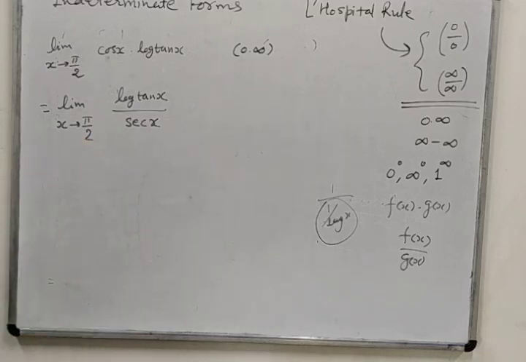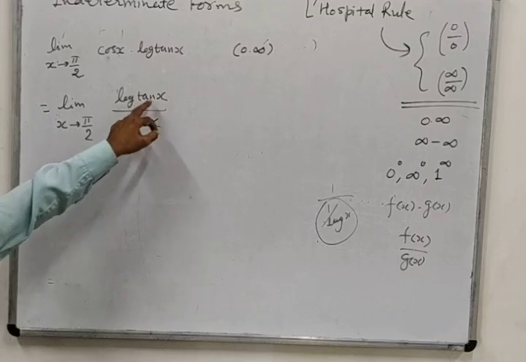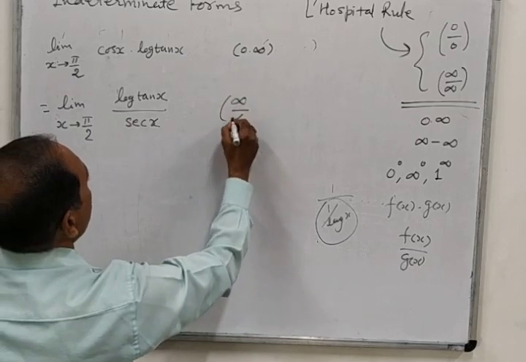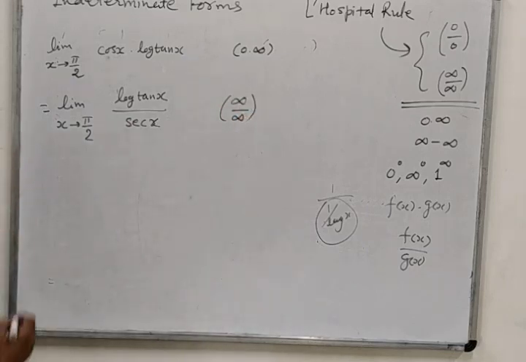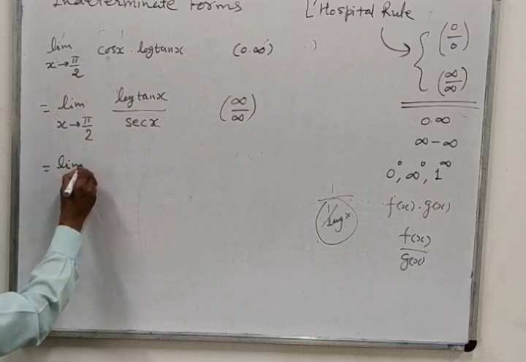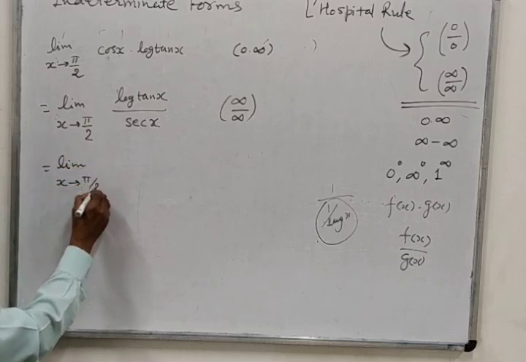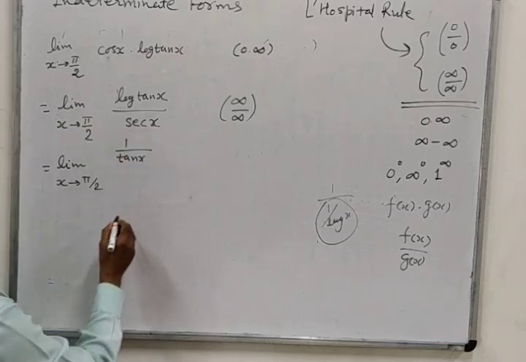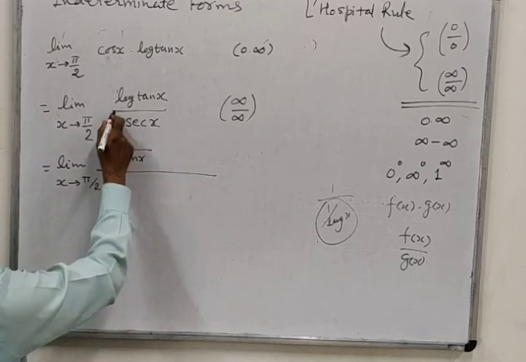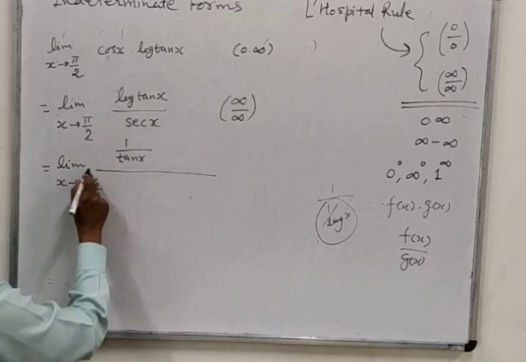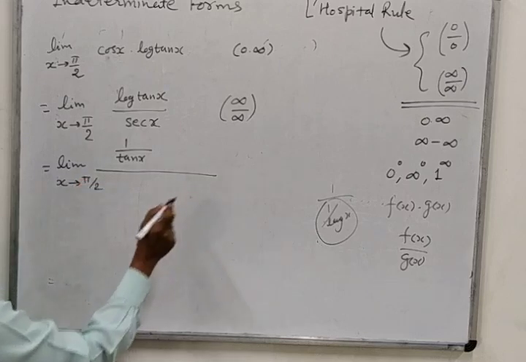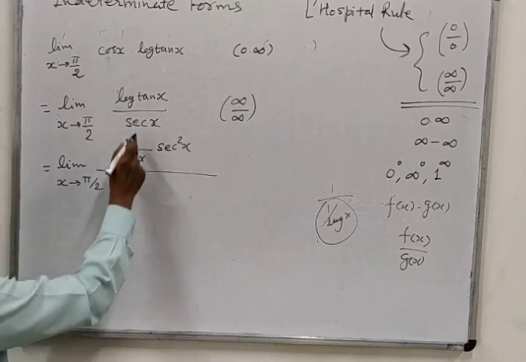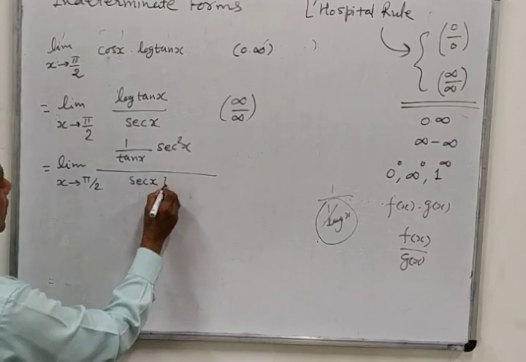Now we will check the form. Tan pi by 2 is infinity, log infinity is infinity, sec pi by 2 is also infinity. So it is in the form of infinity upon infinity. Now we can apply L'Hopital rule. As per L'Hopital rule, the derivative of log of 10x is 1 upon 10x. You will just write down systematically. 10x has the derivative sec square x, and this sec x has the derivative sec x into 10x.